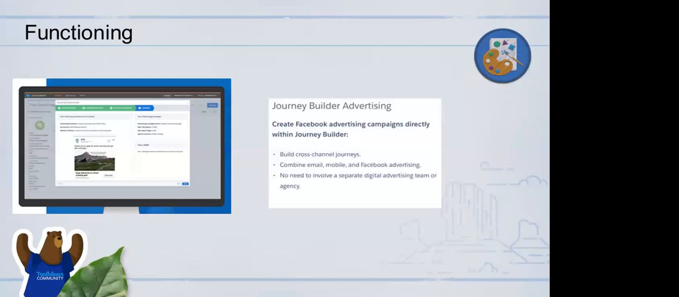Then we move to the Journey Builder advertising example, where we see how AdStudio is used with Journey Builder. So imagine a journey, say a retargeting journey, where you are re-engaging with users. This is the example of re-engagement that we discussed.